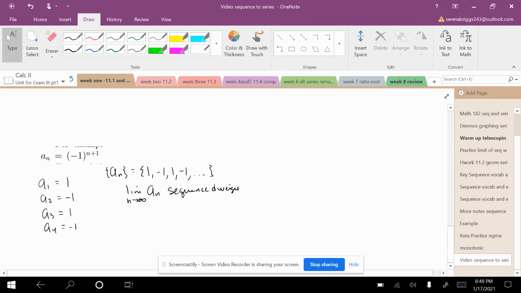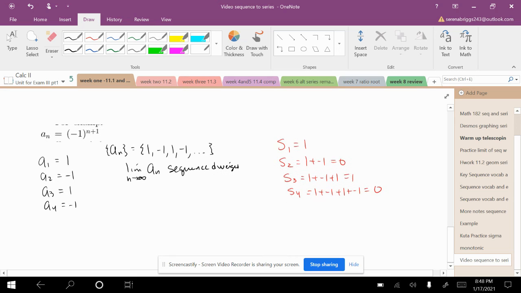Now, if I look at the series, the sequence of partial sums, the first sum is 1. The second sum is 1 plus negative 1, which is 0. The third sum is 1 plus negative 1 plus 1, which is 1. The fourth partial sum would be 1 plus negative 1 plus 1 plus negative 1, and that's 0.